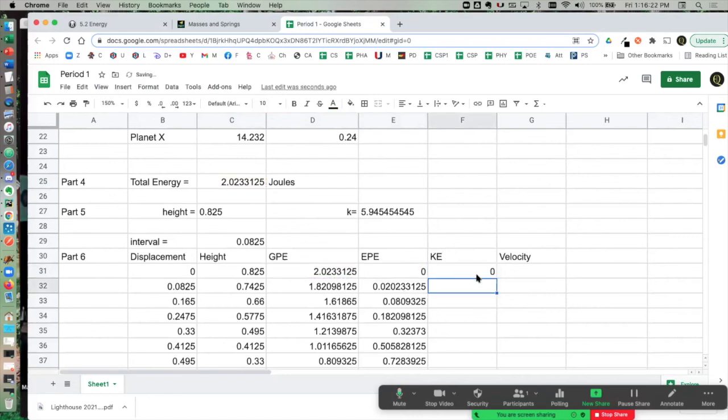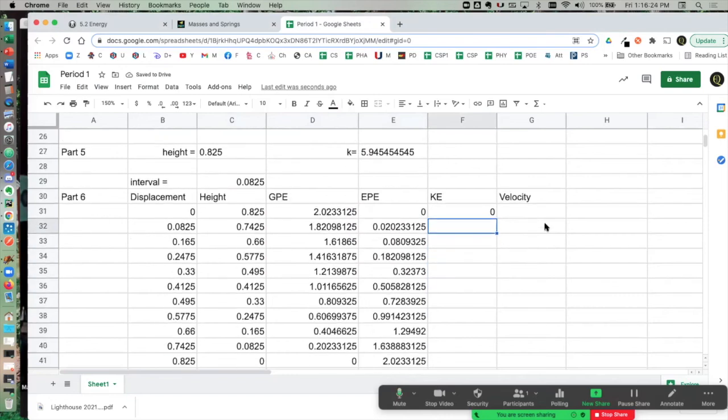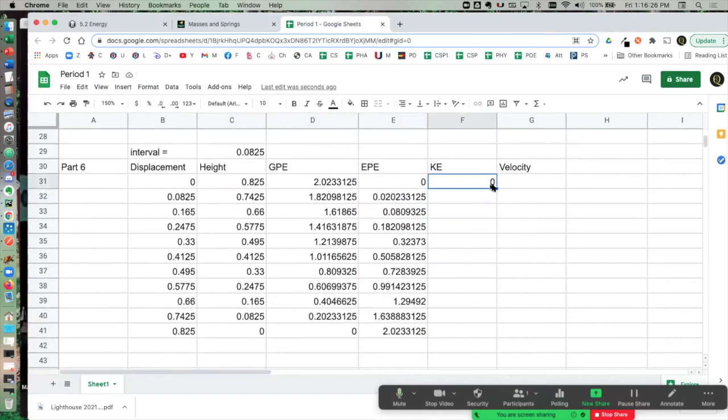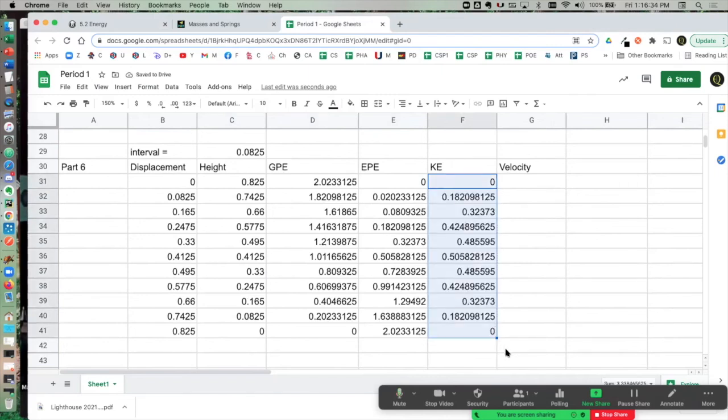And we have 0 kinetic energy at the top. Does that make sense? Yes. We drag it down, and what happens to our kinetic energies? Starts to go up, and then it goes back down. It's 0 at the bottom. That makes sense?